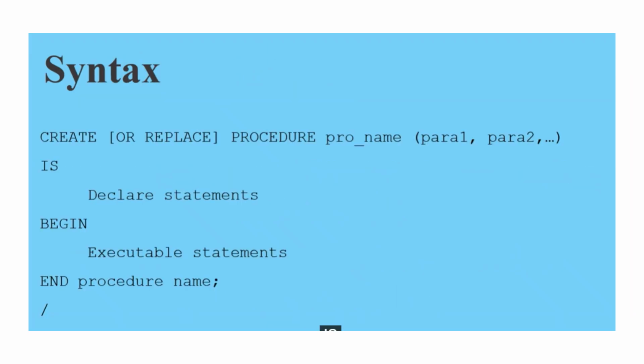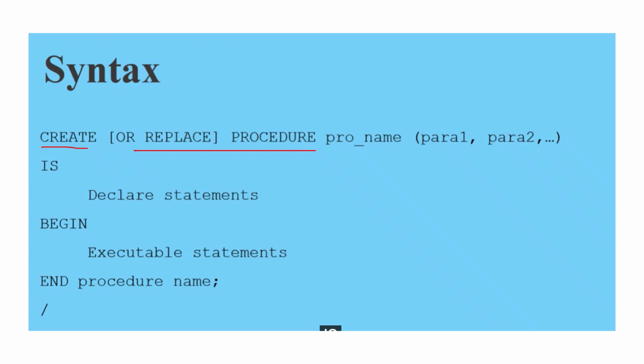This is the syntax of the procedure. Here also the syntax is similar to functions. Create or replace procedure. Create means if you are newly creating a procedure, we use the create keyword, or if you are redefining an existing procedure, we use the replace keyword. You can use either keyword, followed by the procedure name. We can give any name, following the naming rules, and then the list of parameters.